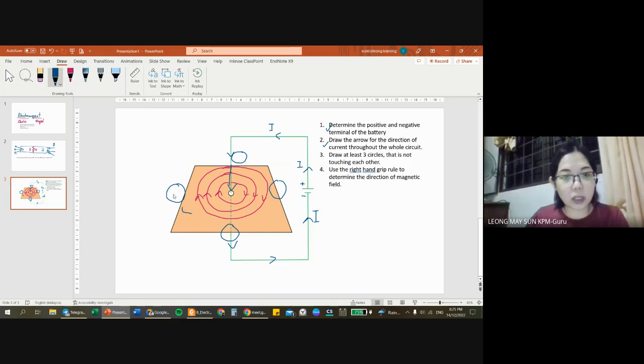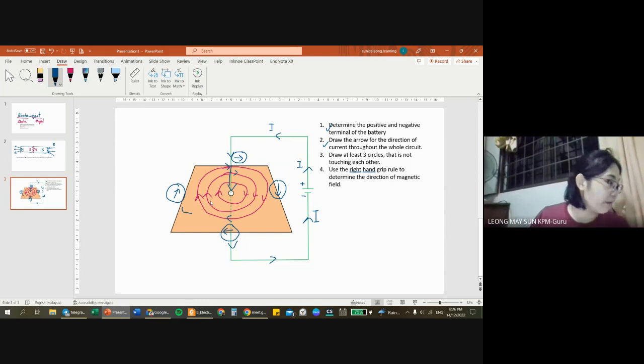So in this situation, this compass will point in the same direction as this arrow, because the arrow should follow the same direction. The compass behind here will point towards the right. At this side, the compass will point outwards, and at this position, the compass will actually point towards the left hand side. So that is how we determine the direction of magnetic field using a compass physically.